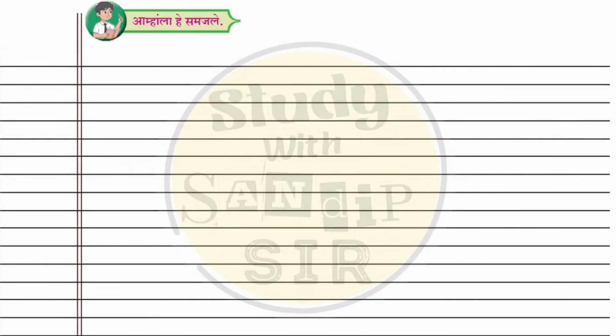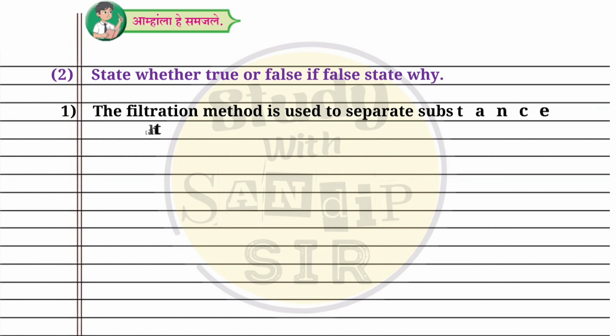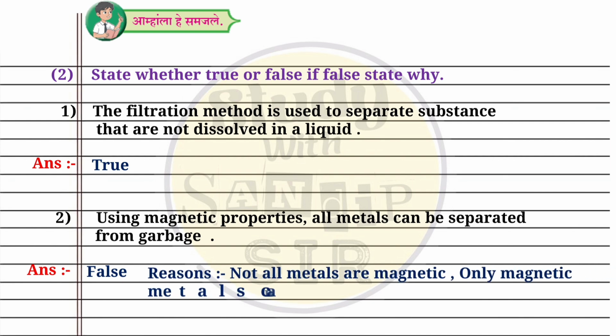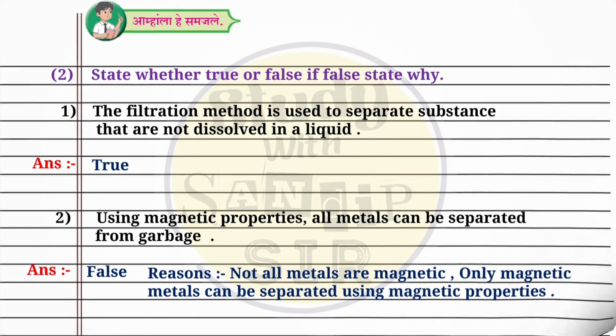Next question. Question 2. State whether true or false. If false, state why. First, the filtration method is used to separate substances that are not dissolved in liquid. This answer is true. Second, using magnetic properties, all metals can be separated from garbage. The answer is false. Reason: not all metals are magnetic; only magnetic metals can be separated using magnetic properties.